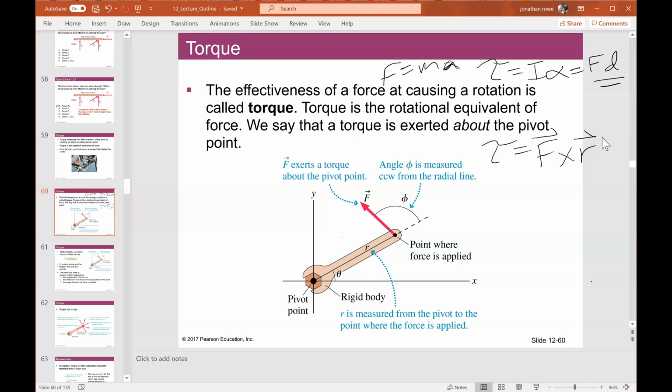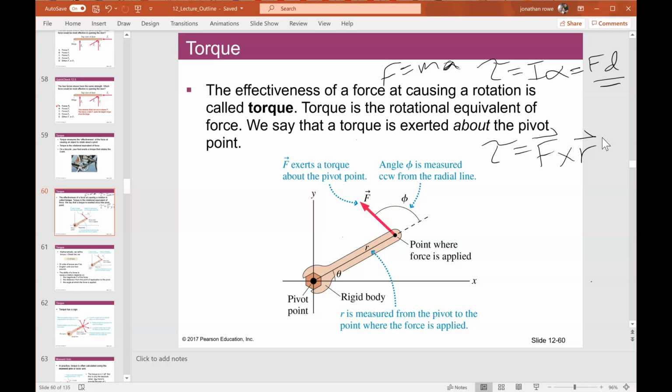What I remember much better is that the force and the radius, to calculate the torque, must be perpendicular to one another. If they're not perpendicular, then you've got to find the component of the force that is perpendicular to the radius, or find the component of the radius that is perpendicular to the force. I'm going to show you both ways here.